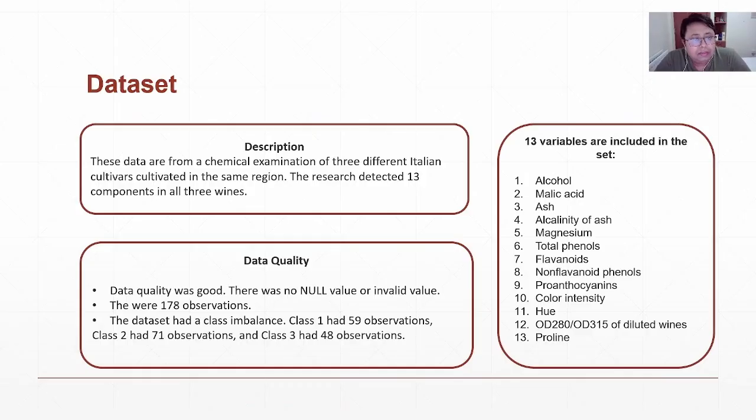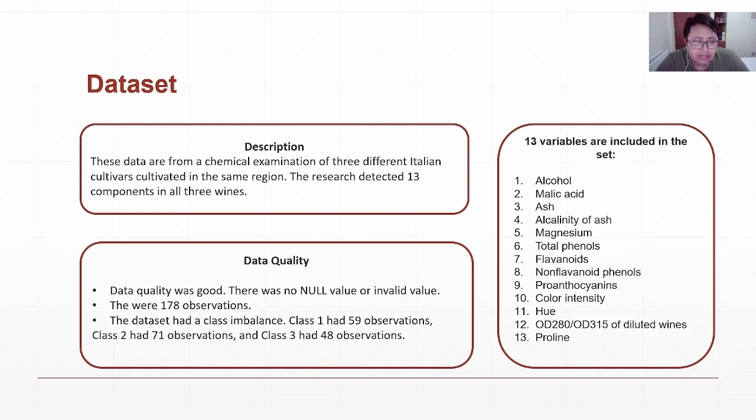So this is the data set. We had 13 different features. These data are from the chemical examination of three different Italian cultivars cultivated in the same region. The research detected 13 components in all three wines, and these 13 components are our 13 features of this dataset. And data quality was good. There was no null value, no invalid value also.